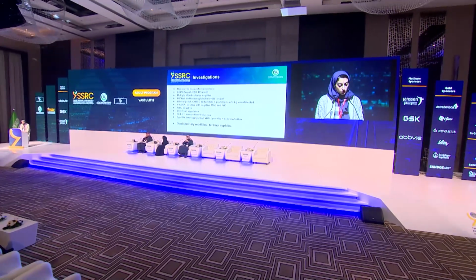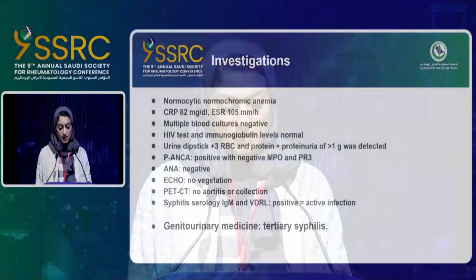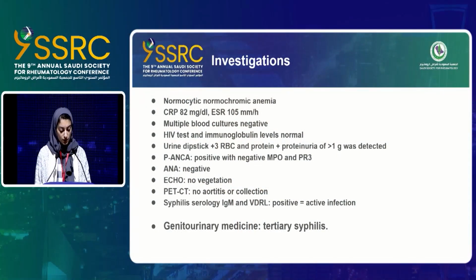Investigations were remarkable for normocytic normochromic anemia, high ESR and CRP. Multiple blood cultures were negative, as well as the HIV test, and urine dipstick showed 3+ RBCs and protein, with proteinuria of more than 1 gram. His P-ANCA was positive with negative MPO and PR3, and ANA was negative. Echo showed no vegetations, and PET-CT showed no aortitis or collection. To complete the workup, they ordered a syphilis workup, and it was positive, indicating active syphilitic infection.